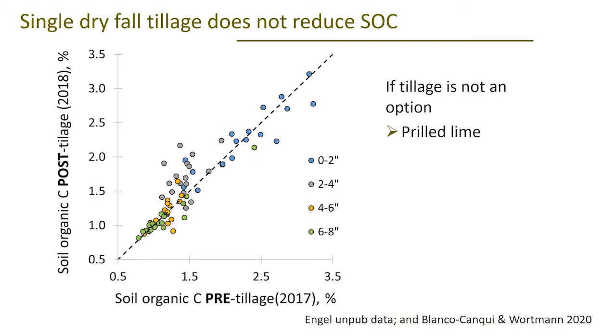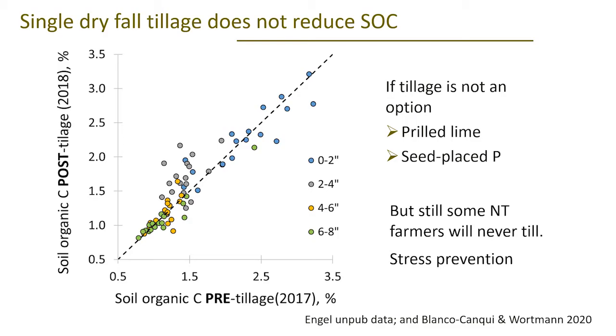However, we know you have producers who won't till. So what are their options? One would be prill lime, putting it down with the seed. One would be seed placing phosphorus. I have a fertilizer fact sheet out showing that seed placed phosphorus can really improve yield, though it doesn't increase pH. And other options might be really stressing prevention. If you have producers who simply aren't going to till in lime, they really then need to focus on prevention, or maybe liming well before they see a problem.